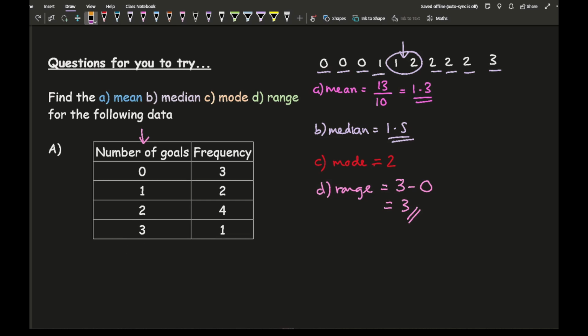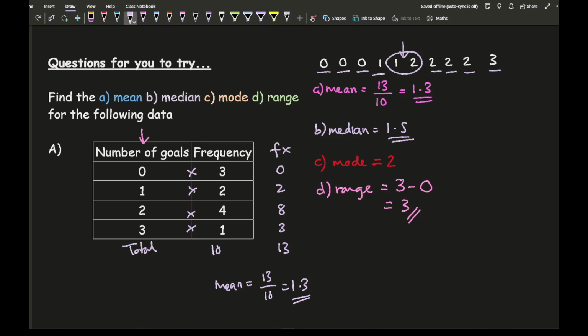Now alternately, what you could have done to work out the mean is to create our fx value. So here, if I just multiply those, you don't have to draw a column, you can work it out here. So I've got 0, 2, 8 and 3, which give me a total value of 13. And then as you can see from the work for part A, we're going to do 13 divided by 10, which is 1.3, and there we go. So that's another way of working it out.